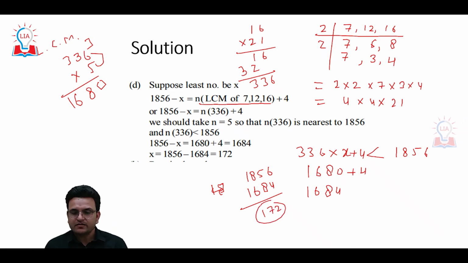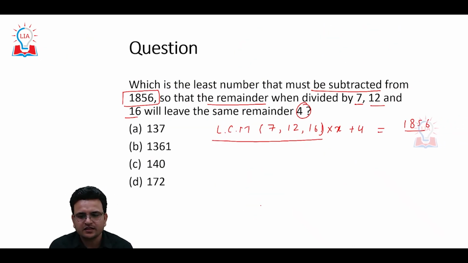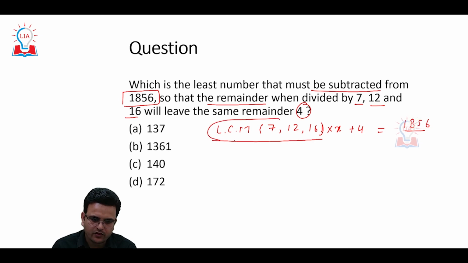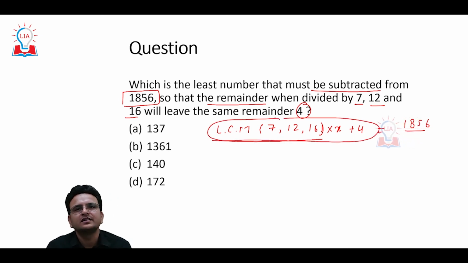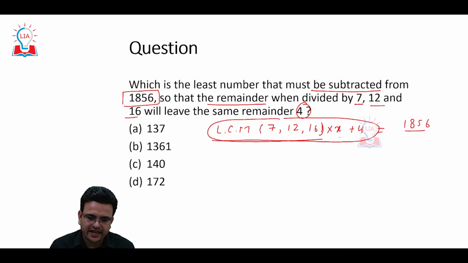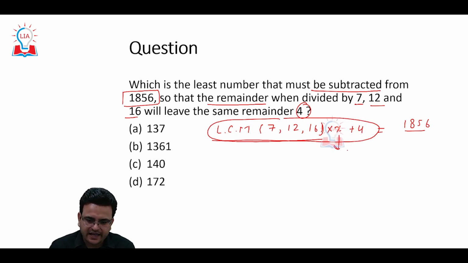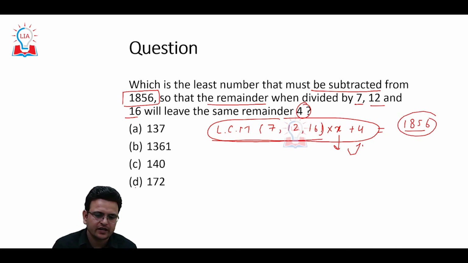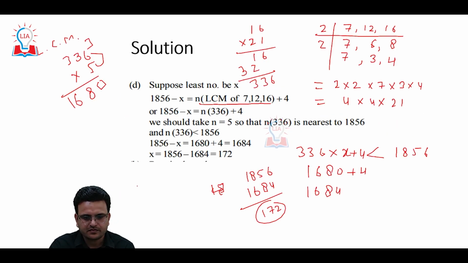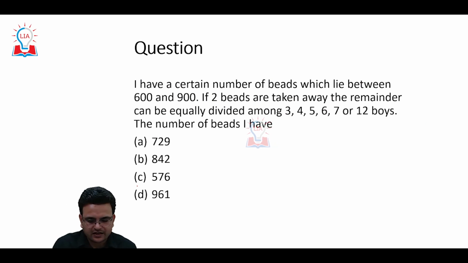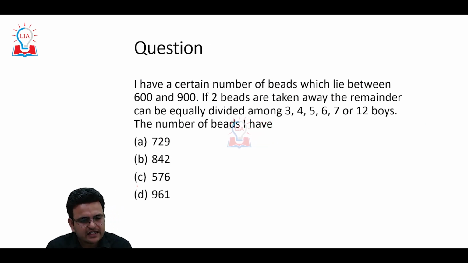So hope you are able to understand. As I told, first of all you have to get the LCM, then multiply by an appropriate number, then add 4 and subtract from the given number, you are going to get an answer. So hope you are able to understand the last question. Here again it is also a very simple question if you are able to understand the concept of LCM.